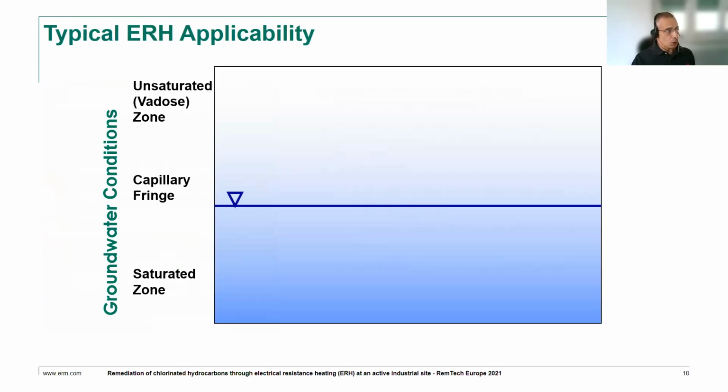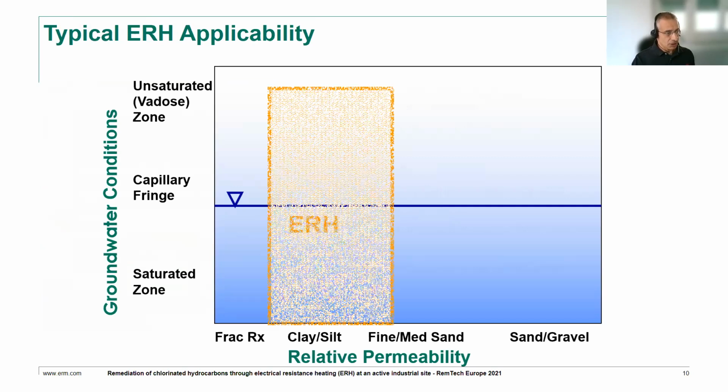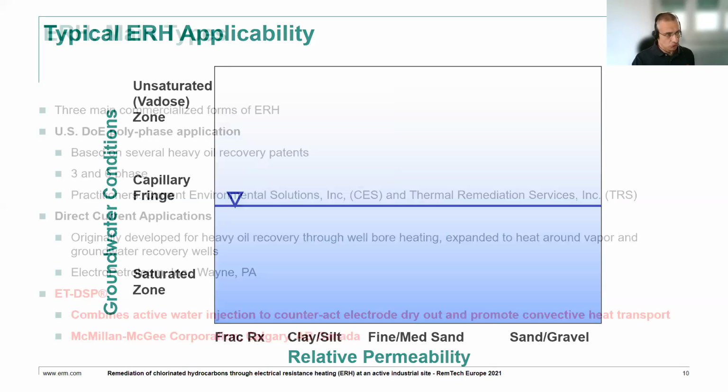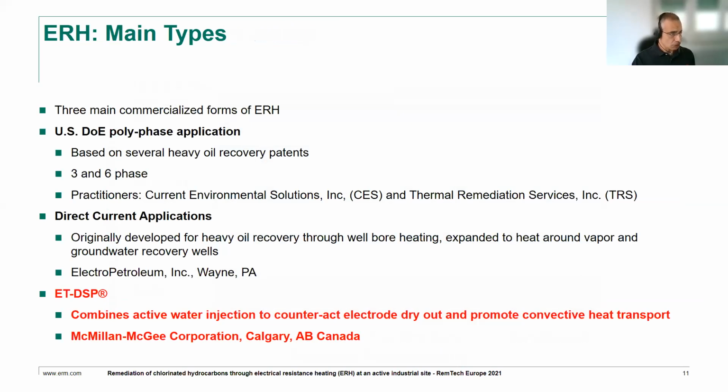The applicability of this kind of technology is shown in this graph. So you can see that applicability is both in the unsaturated layer and in the saturated layer, and it can be applied to clay soils where you have very low permeability and you can encounter very significant problems in addressing the contamination with the traditional technologies. Even with injections of chemicals, you may have the problem of delivering the chemicals.